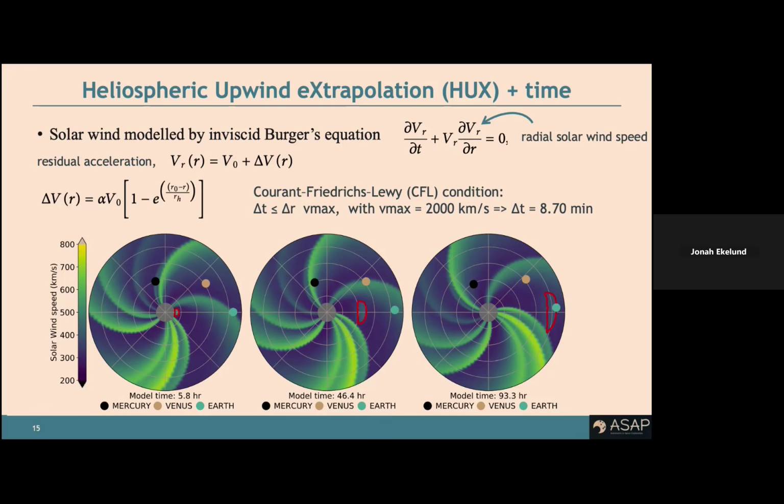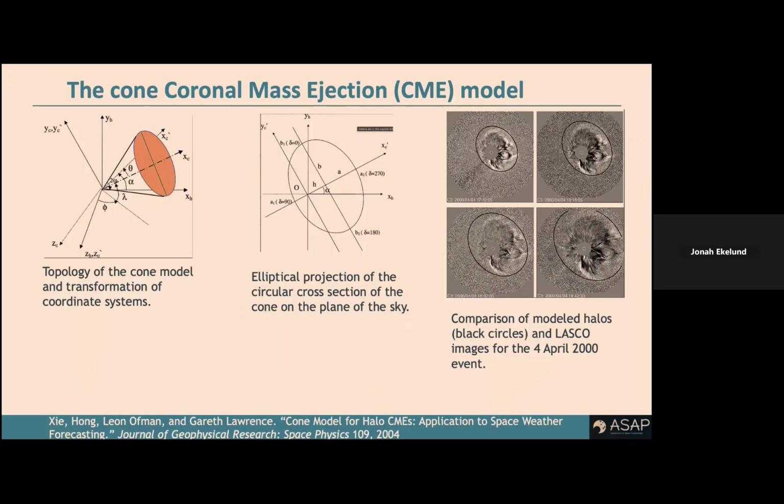There's a residual acceleration that you apply because the solar wind gets accelerated, but it doesn't matter again for us because we're not going to run these. So we're just going to run the model. We're not going to look into the nitty-gritty details of this model.